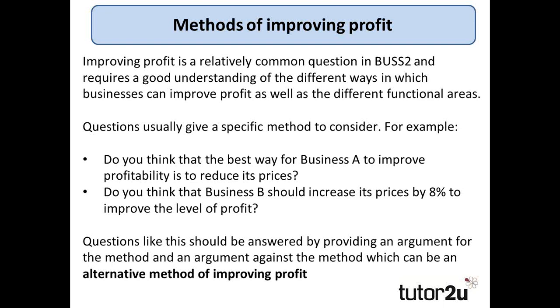How you answer a question like this is relatively straightforward. You should answer by providing an argument as to why that method is a good method of improving profit, and then argue against that method, which could actually be an alternative way that may be a better way of improving profit. This requires a good understanding of the case study, because there will be information in there which will allow you to come up with an alternative way of improving profit that may be better than the one that is suggested in the question.